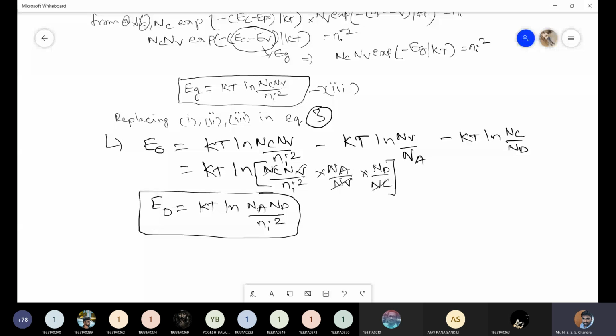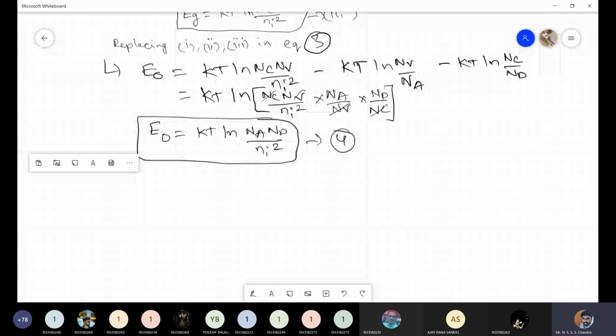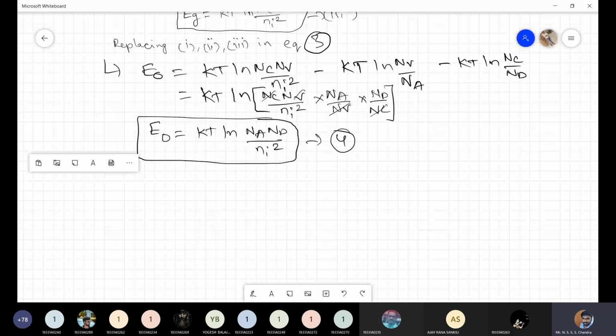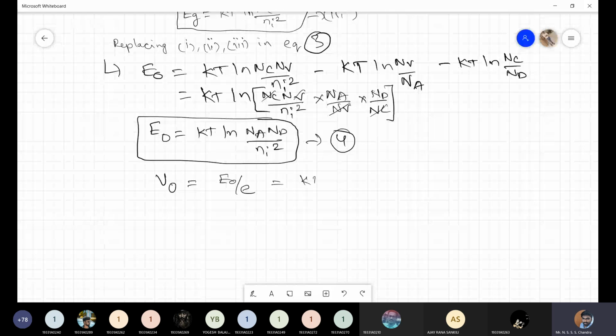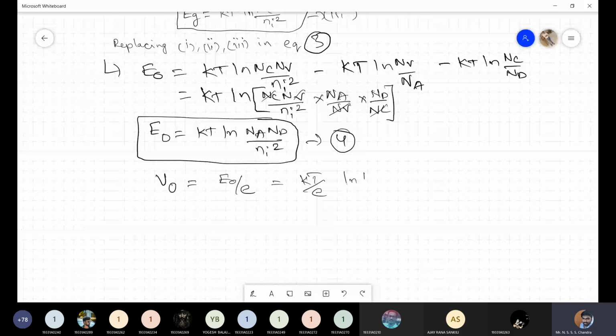Okay, so this is what we were looking for. So let us call this equation 4. So from this I can calculate the contact potential V naught. The contact potential in open circuit condition, or the barrier potential at open circuit condition, V naught, is equal to E naught by E, equal to kT by E log (Na Nd by Ni square).